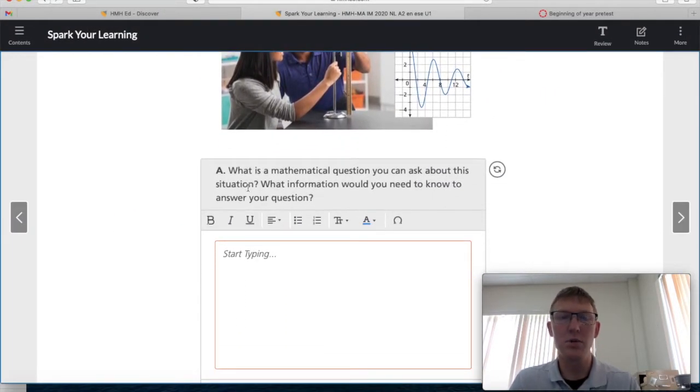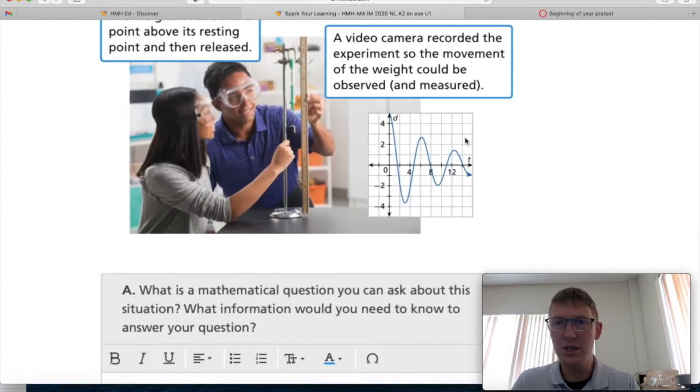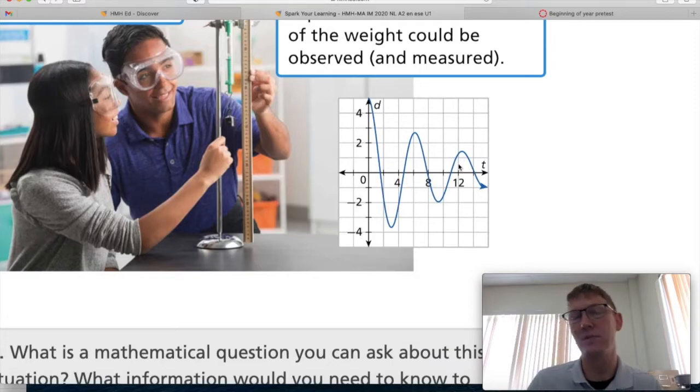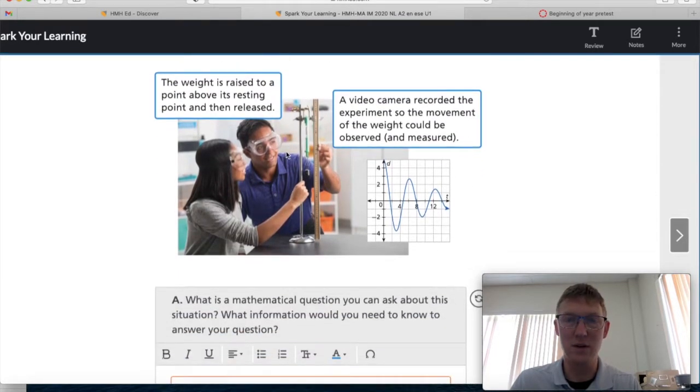There's always this question: what is a mathematical question that you can ask about the situation? What information would you need to know to answer your question? A mathematical question you could ask is what function this would be representing, how long until it stops moving, or what is the maximum, minimum, or time length that this could be going. Most of those have to do with domain and range. So let's jump right into it and see how it goes.